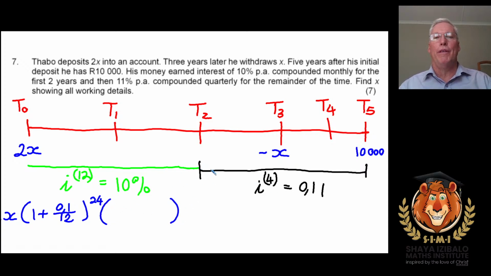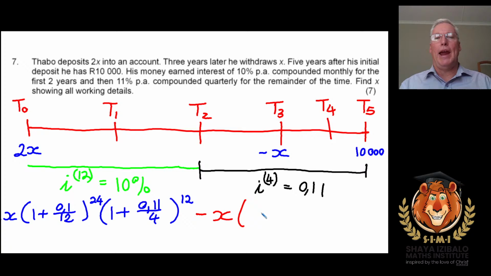And now I'm going to put this interest on for the remaining 3 years. And that's going to be 1 plus 0,11 over 4. Now 3 years will be 12 quarters. Right. Now, that's what the original investment is worth. But the withdrawal I can actually do separately. And so that's going to be minus x.